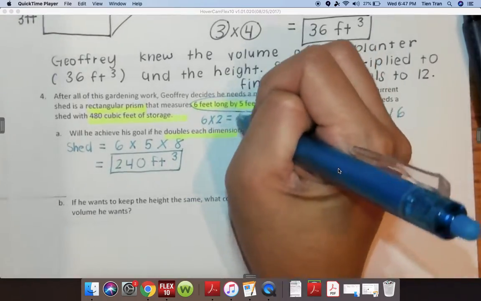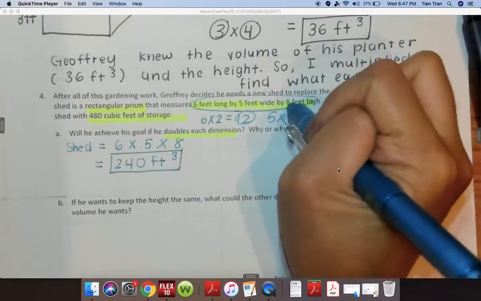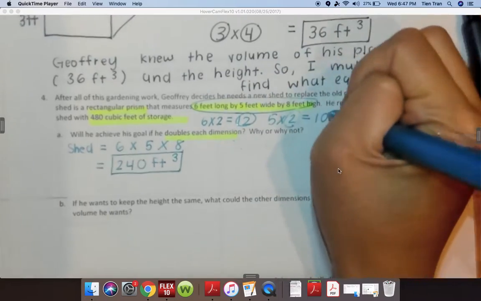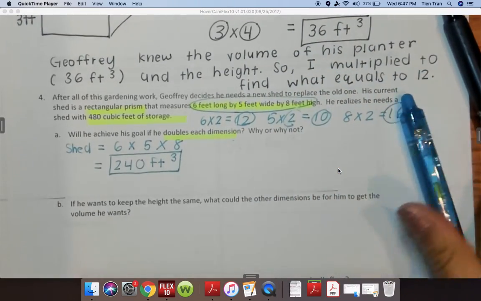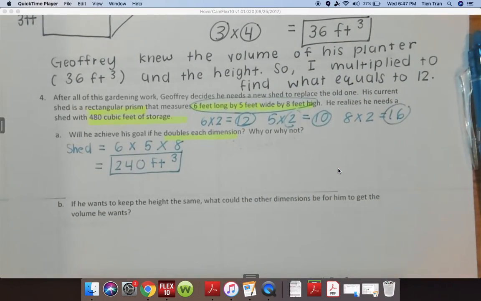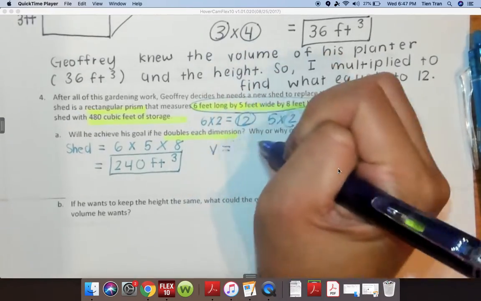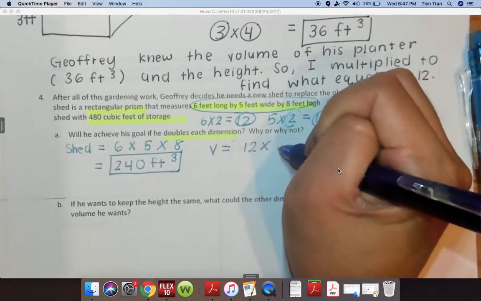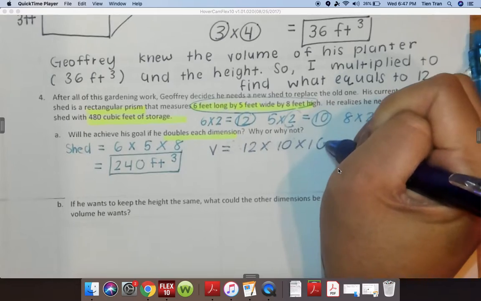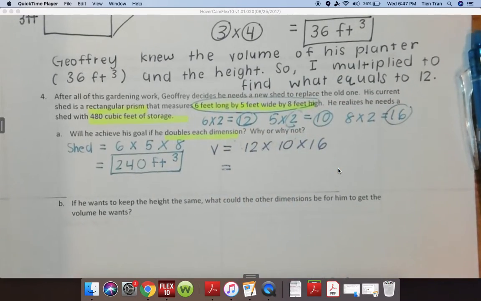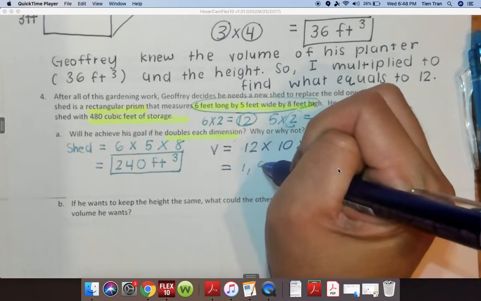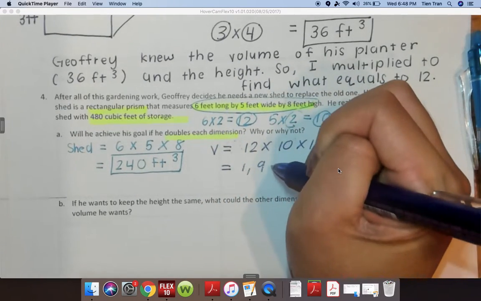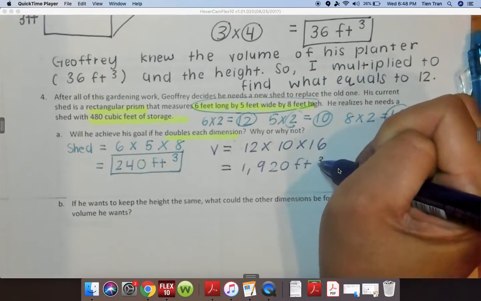So I'm going to take these numbers right here, and I'm going to multiply them. So my new volume is going to be 12 times 10 times 16. And when I multiply 12 times 10 times 16, I'm going to get my final answer of 1,920 feet cubed.